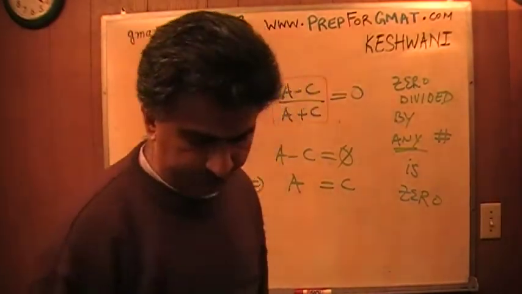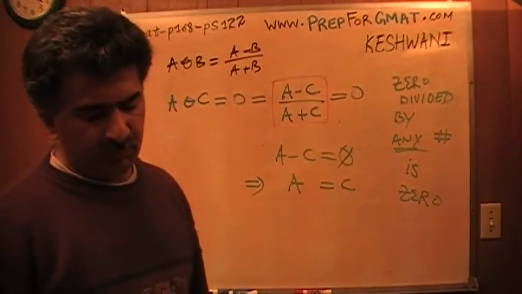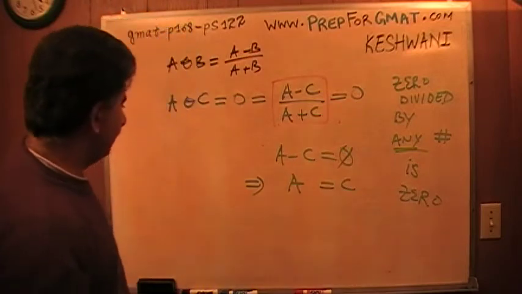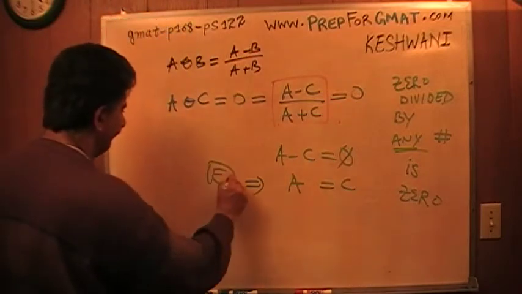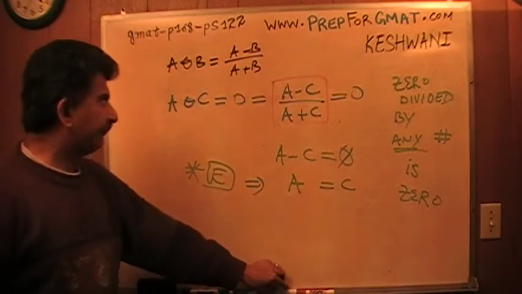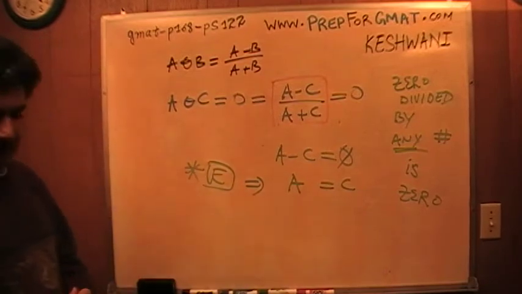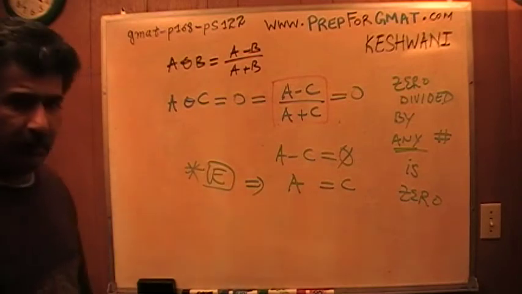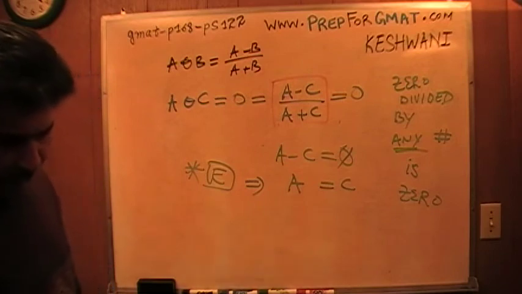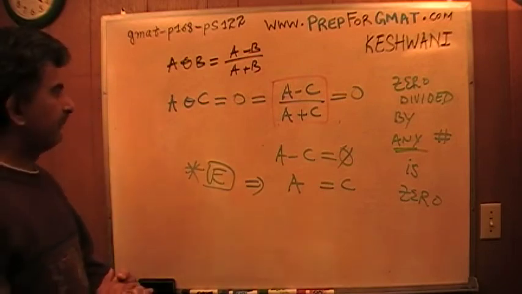See what the question is asking. Then the question goes on to say, then C equals what? Well, C equals A. That's all. C equals A. The answer is E. That's all there is. I hope you understood it. I hope that you found it helpful.